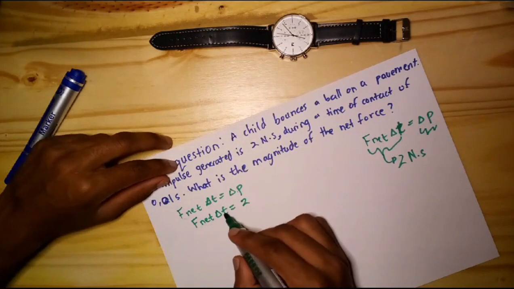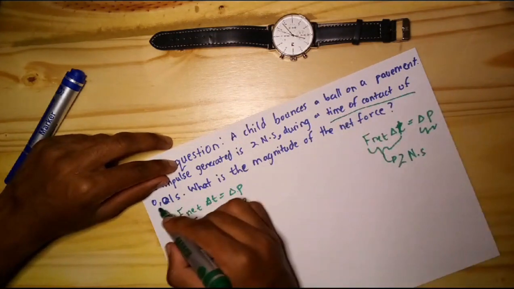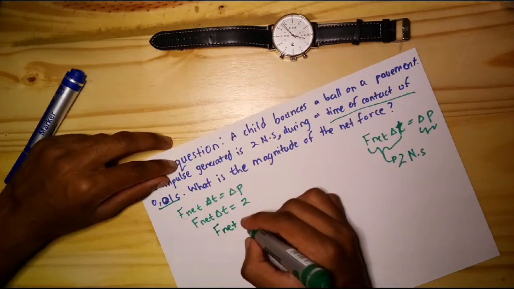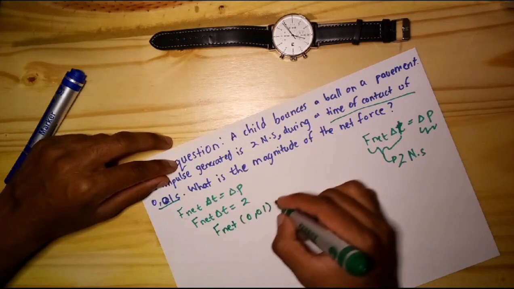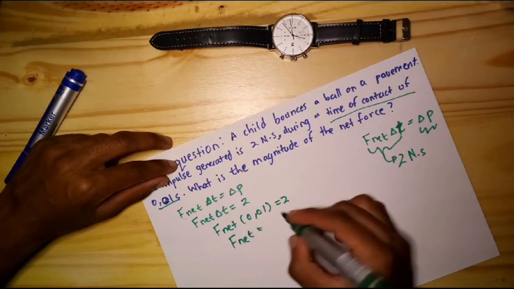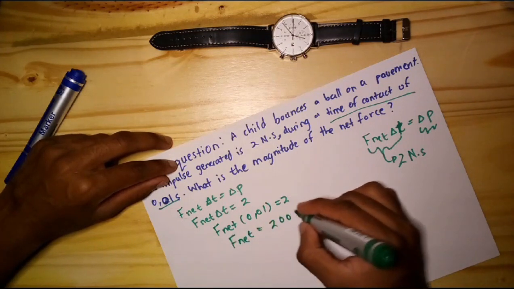But then change in time, you have this. The time of contact is 0.01. Hence, F net times 0.01 is equal to 2. And your net force, quite clearly, is going to be 200 newtons.